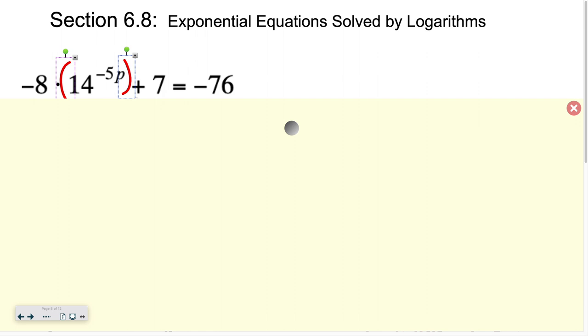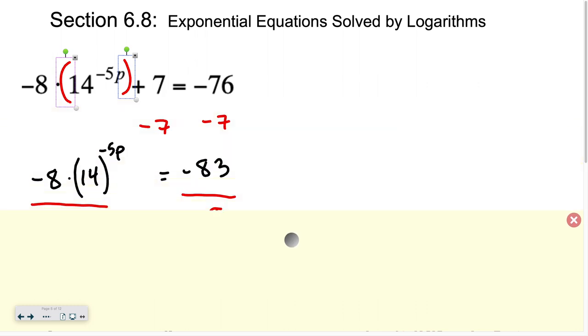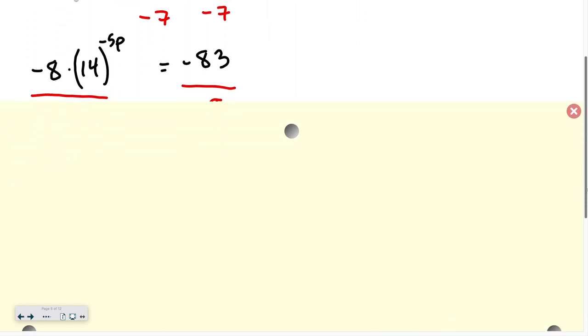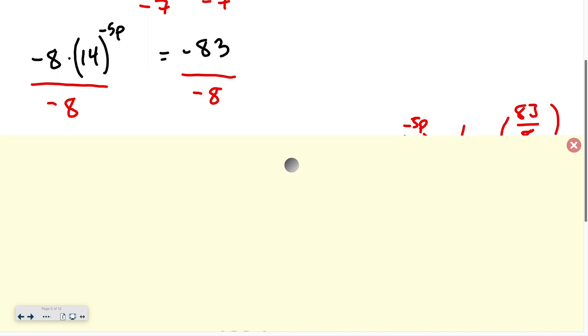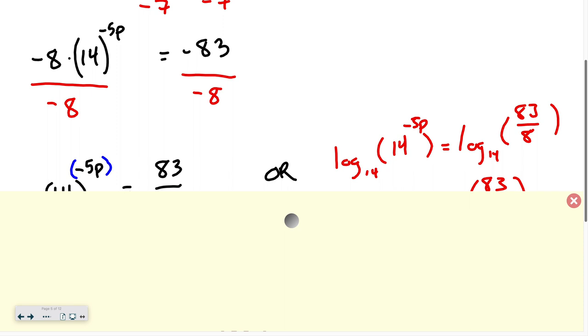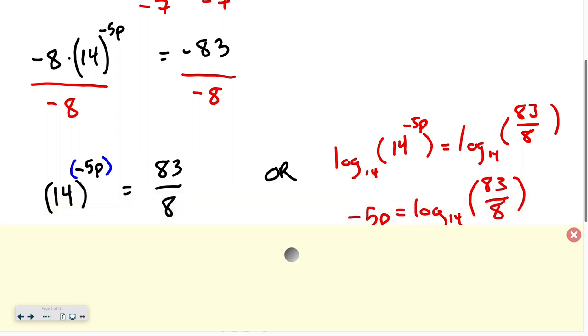So you have to remove the 7 and the -8, and it's order of operations. So we subtract 7 first, then we divide by -8. And in doing so, this is where I am, and I'm going to divide by that -8. And now we're here, which is going to turn into 14 to the -5p equals 83/8. Don't worry about the right side at the moment.